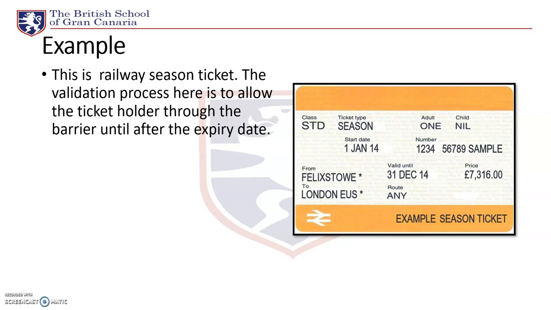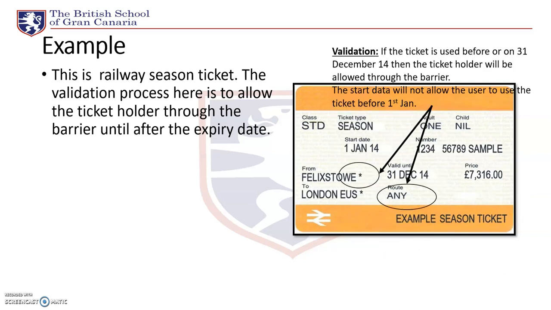So here's an example, okay? This is a railway ticket. You can find these in almost any country. This is a season ticket. And when the ticket is put through the barriers, there's a number of validation processes that take place. And if they pass, they allow the ticket holder to go through the barrier until after the expiry date. After the expiry date has passed, they will no longer be able to go through.